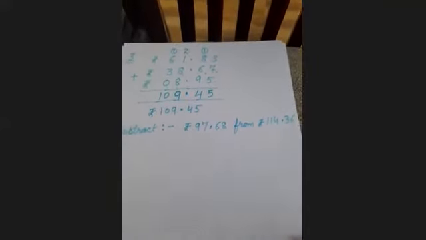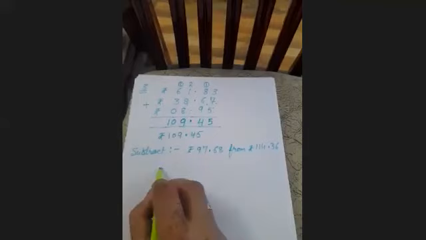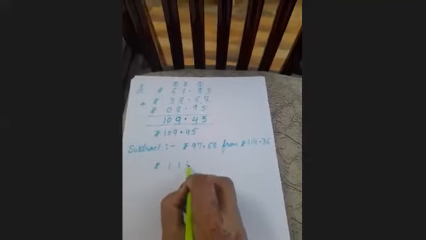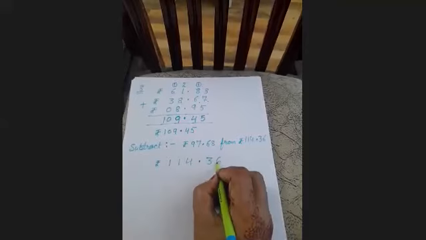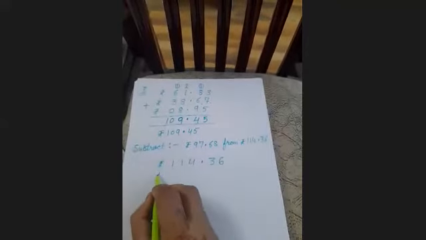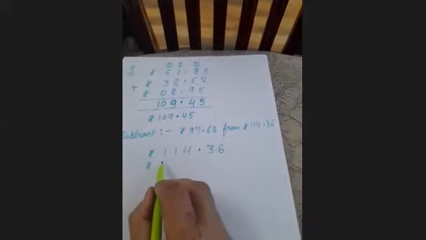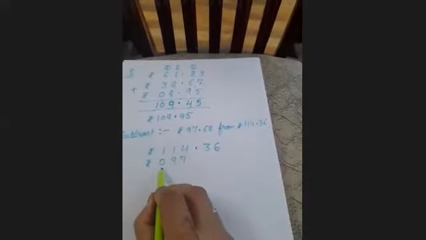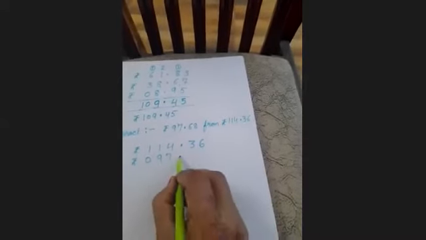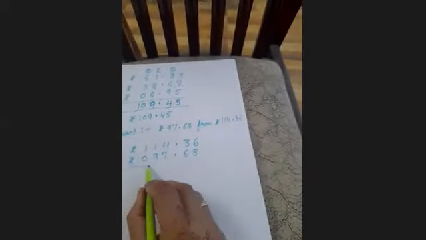Yes, friends. Same. First, we'll arrange this amount in columns. Rupees 114 and 36 paise. Second amount is rupees 97. Yes, friends, we will write rupees 97 as 097. Rupees 97 and 68. Now subtract.